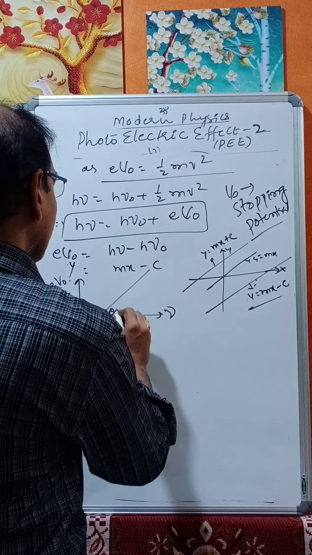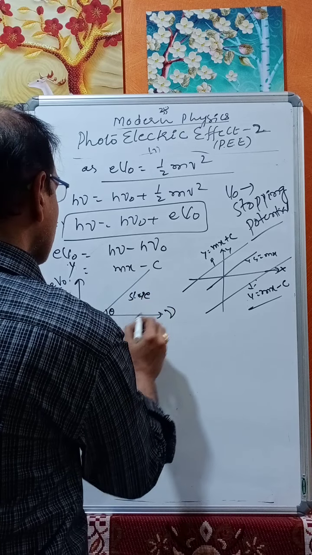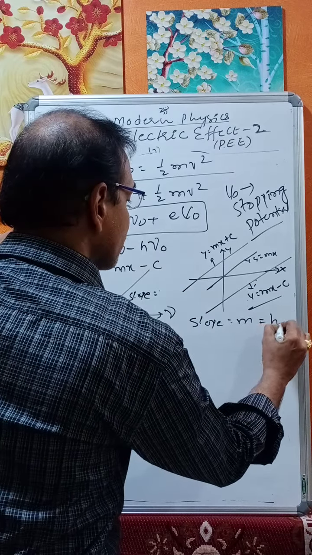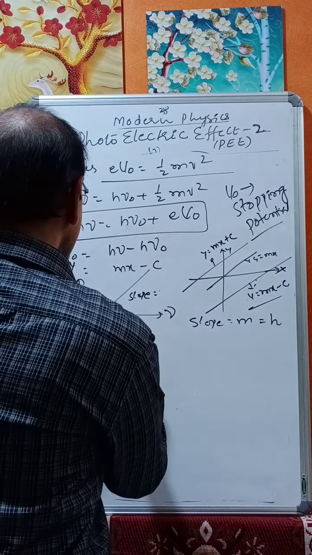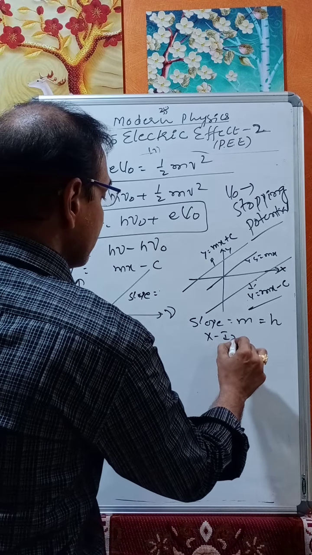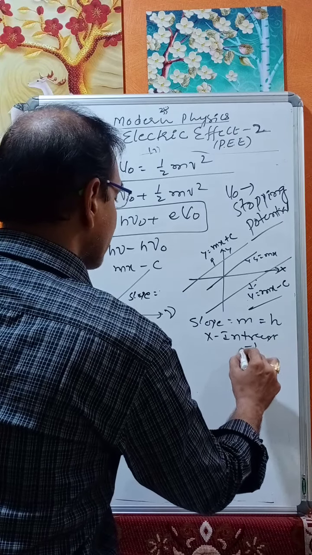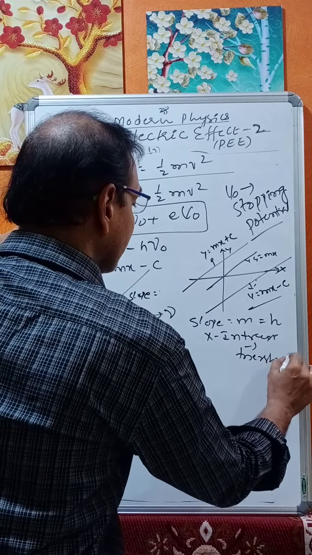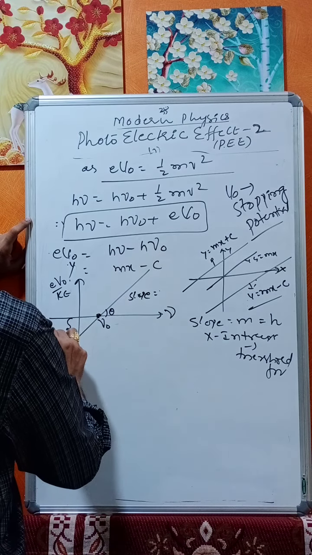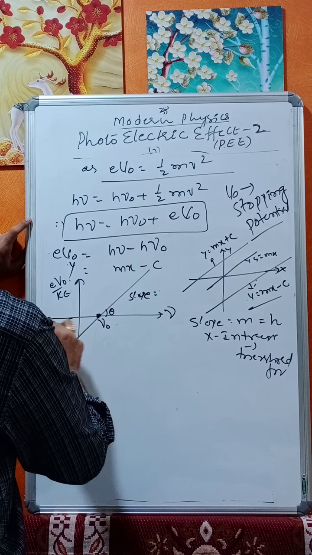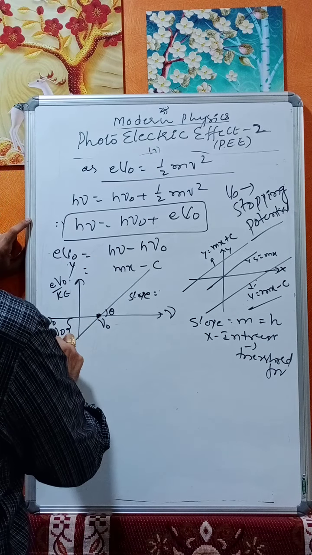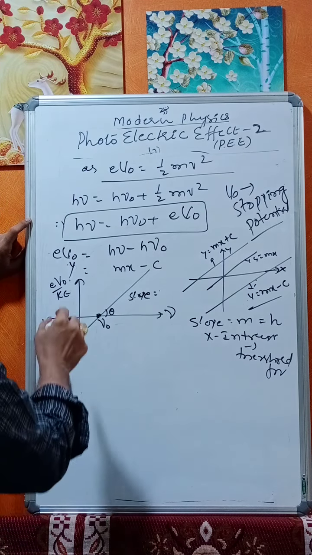This is the theta. Slope is equal to m. In place of m, we have Planck's constant h. And this is what is called the threshold frequency nu naught. This x-intercept gives the threshold frequency. Very important one. And what is c here? h nu naught, that is W naught. This is given by h nu naught or W naught, which is the negative y-intercept.